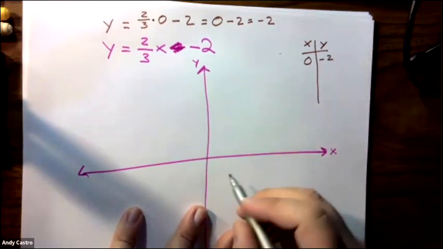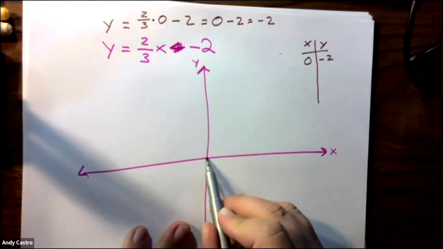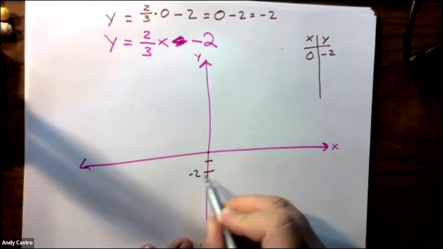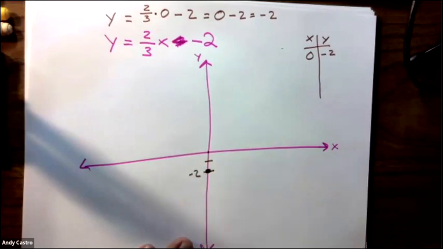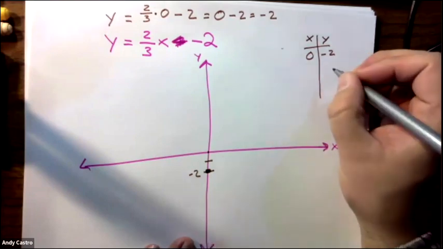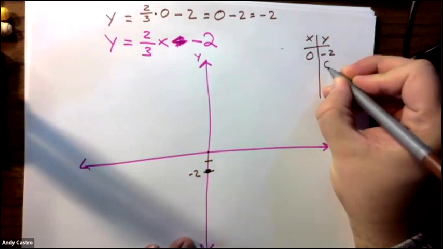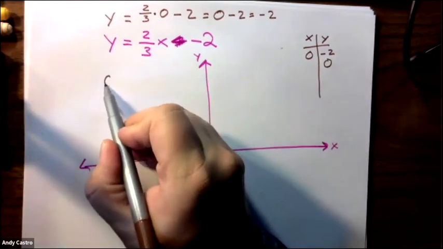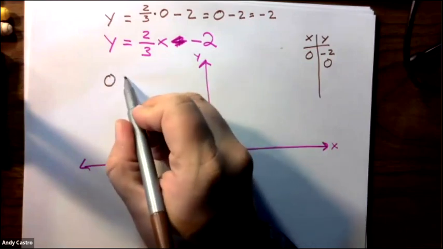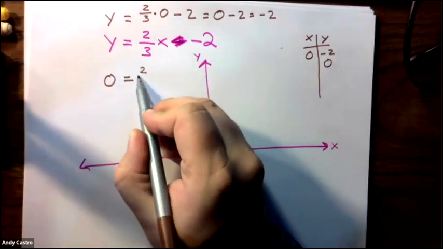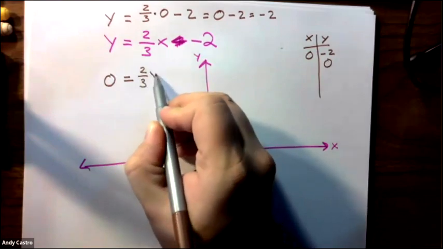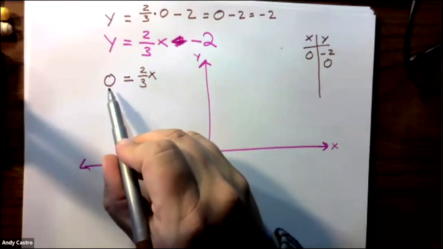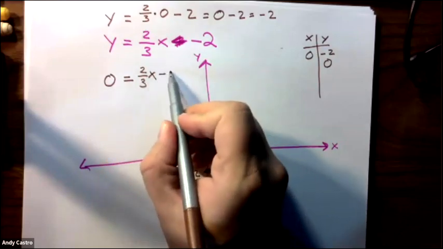So that's my first point: 0 for X, and on the Y, I get negative 2. So I'm going to put a point right there. All right. Then I'm going to put in 0 for Y, see what I get for X. And I like using zeros because they usually make things easier. So we have 2 over 3 times X. I don't know what X is this time because I'm substituting the 0 in for Y, minus 2.